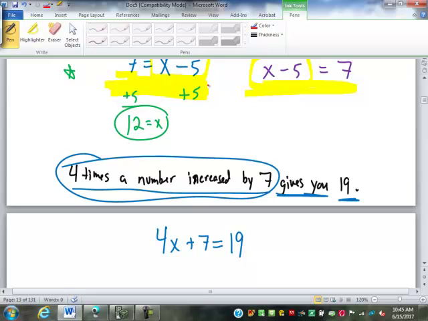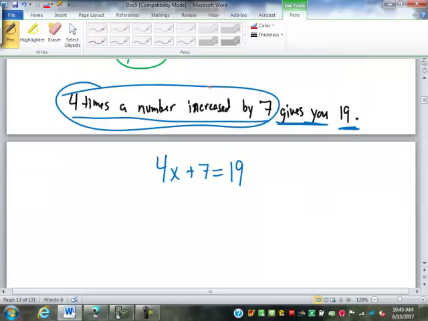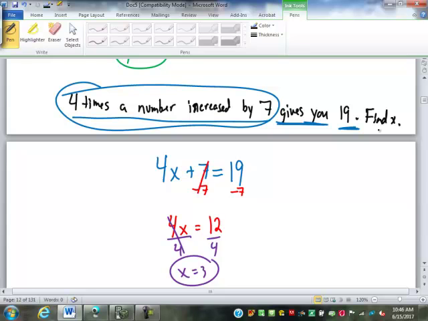What's our first step in solving? Subtract 7. So 4x equals 12, and then divide by 4. X equals 3. A lot of times, by the way, they'll put the phrase "find x" at the end of this. And that's how you definitely know you have to solve that equation to get a value for x.